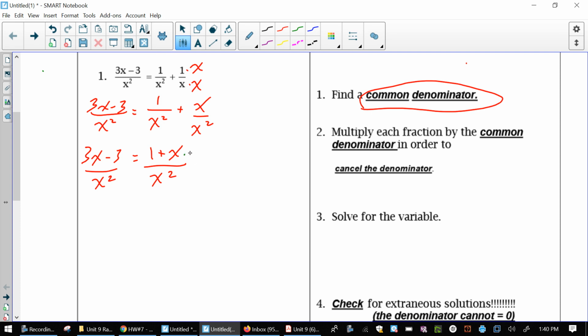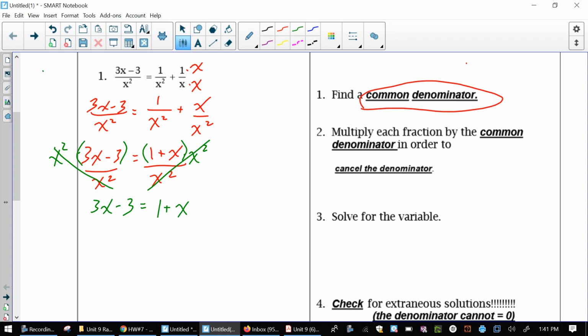So watch this. Multiply this side by x squared. Now if I multiply this side by x squared, I'm solving an equation now. I have to multiply the other side by x squared. Again, I'm solving an equation. So what happens is, boom, those cancel, boom, those cancel, and now we have no denominators. So our new equation just looks like this. Okay, now, as you get more comfortable with this, you don't even have to show me that step.